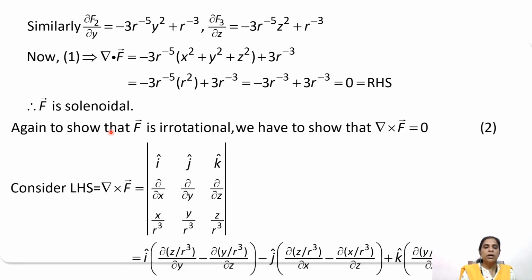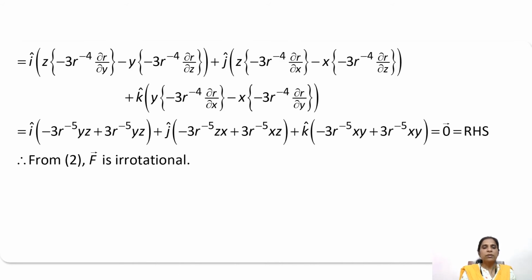Now we have to prove that curl f is also equal to 0, so that we can say f is irrotational. To show that f is irrotational, we have to show that curl f is equal to 0. So consider curl f. F is known, therefore you just write it in terms of a determinant and then expand the determinant. After expanding, you can see that these terms have to be differentiated accordingly: this with respect to y, this with respect to z, and so on. So one by one we can consider and try to simplify.